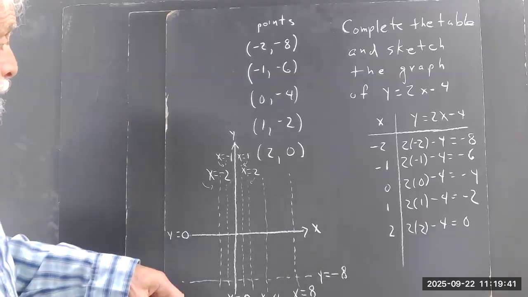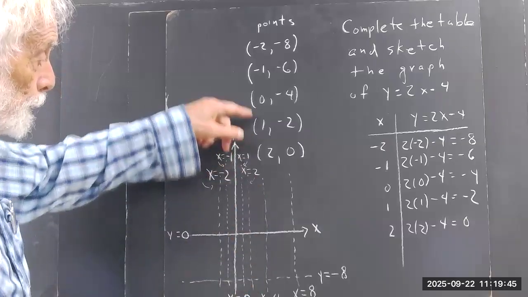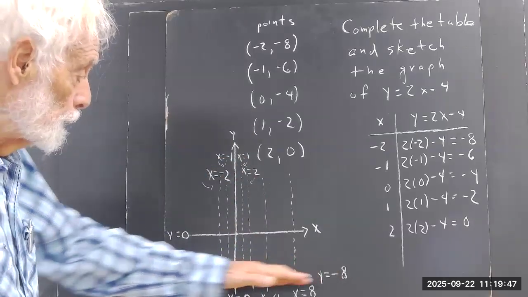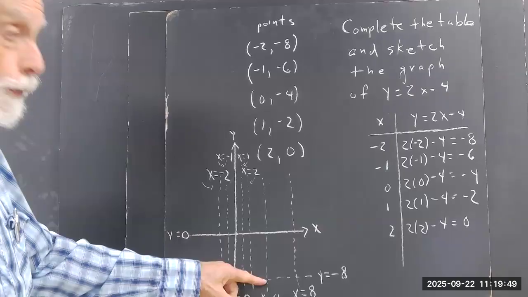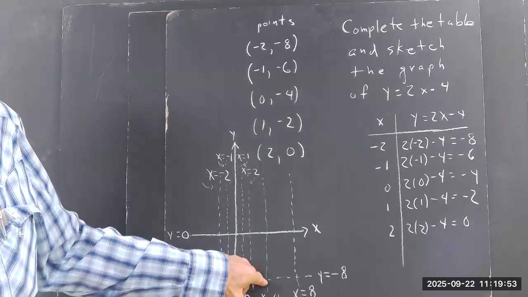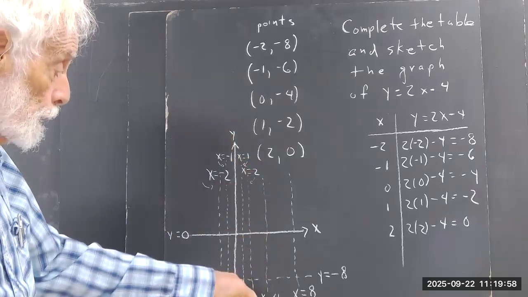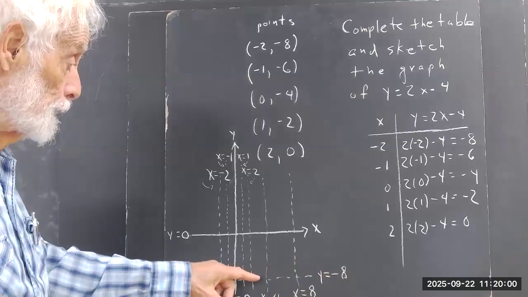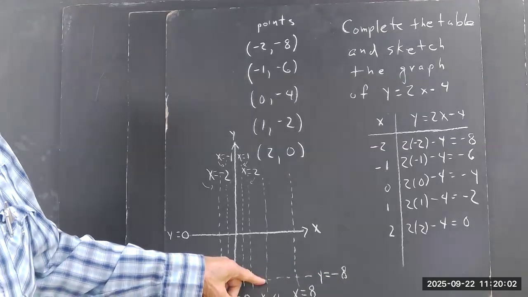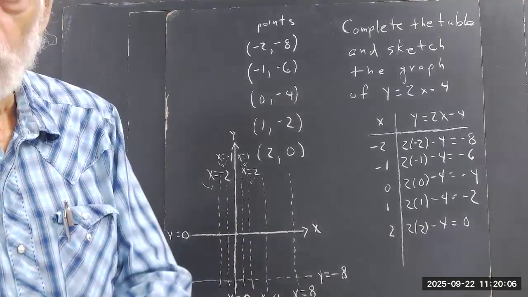So for example, where x equals 4, there's the x equals 4 line. Where it meets the y equals negative 8 line is the point 4, negative 8. Now that's not on the graph, so we're not going to label it. But we want to understand that where one of the vertical lines meets one of the horizontal lines, that tells you what the x and y coordinates are. And that's exactly what we mean by the coordinates.